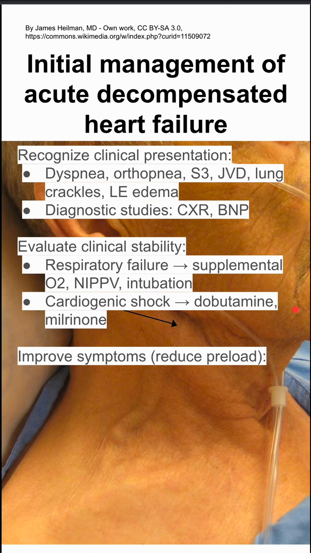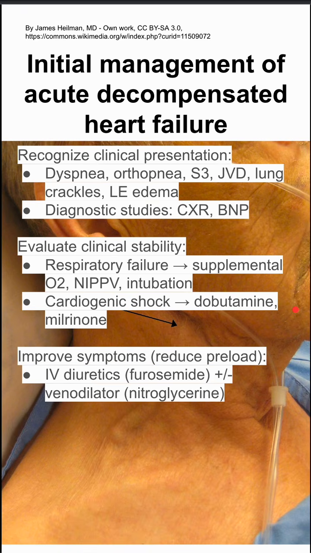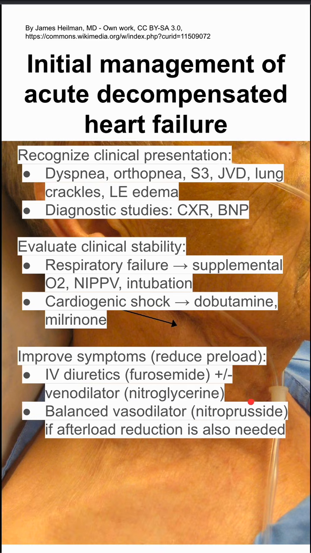Then you could focus on improving symptoms, which is mainly by reducing preload. IV diuretics and a venodilator help here. Diuretic like furosemide, venodilator like nitroglycerine. In some cases, you want to give a balanced vasodilator like nitroprusside if the afterload reduction is also needed.